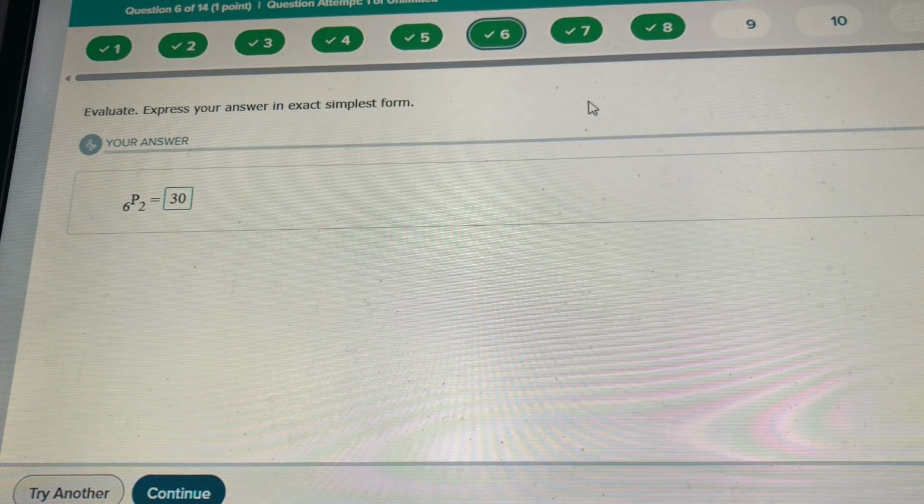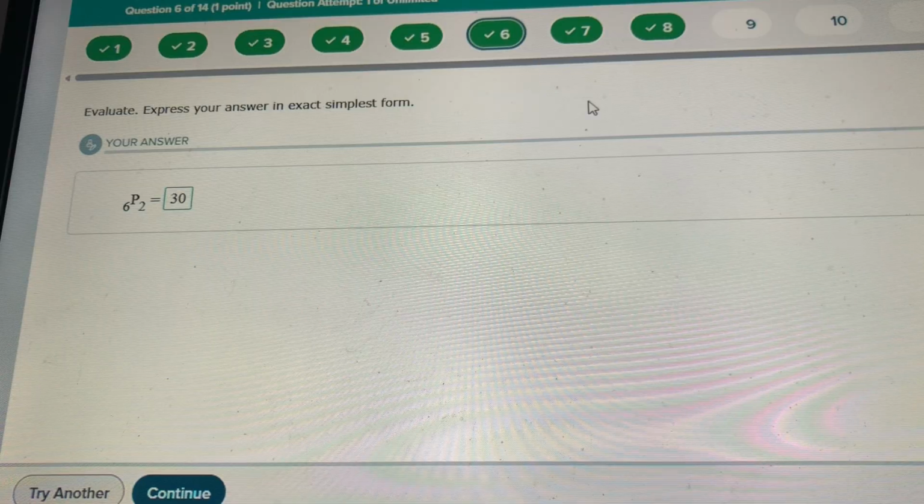So order clearly matters in a case like this if the prizes are much different from each other. That's a permutation. 6 people in a room, 2 are going to win different prizes. There would be 30 ways to do this because you would do 6 times 5.